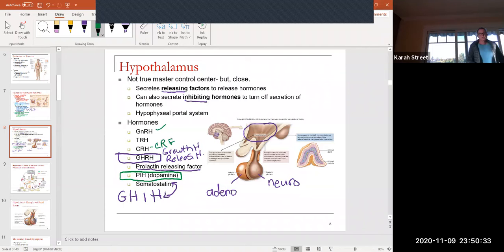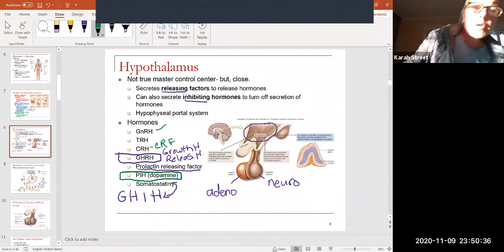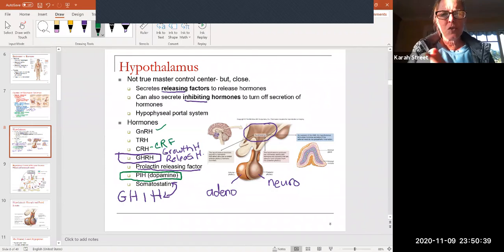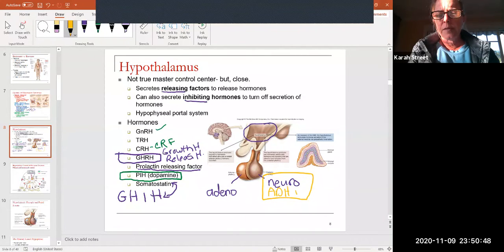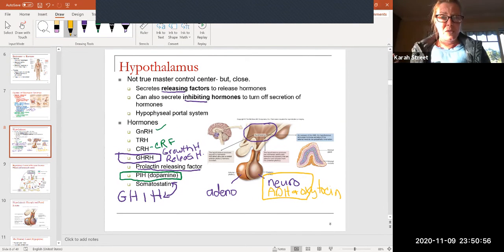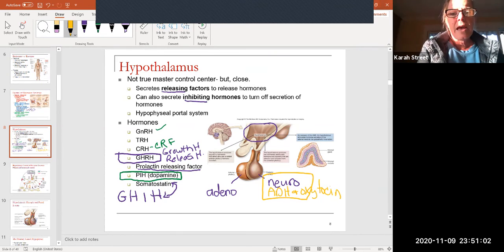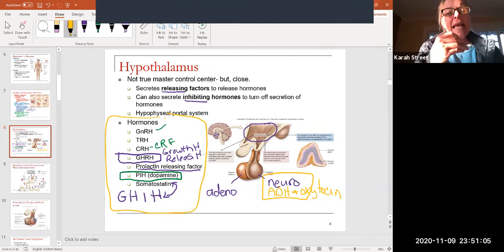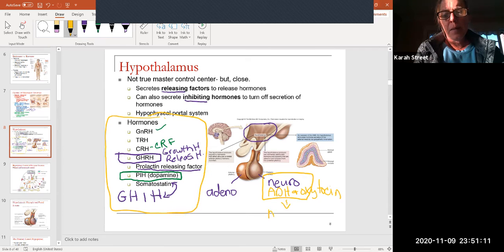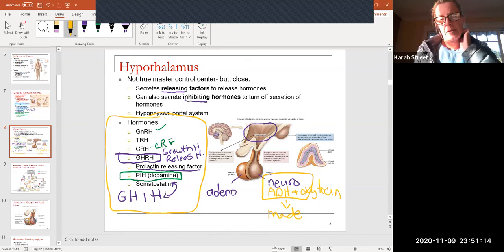hypothalamic hormones. There are also some hypothalamic hormones that are stored in the posterior pituitary, and that's ADH and oxytocin. I don't have them listed here because they are stored in the posterior pituitary, but they are made by the hypothalamus. These hormones I have over here are made and released by the hypothalamus. Over here, made but not released from the hypothalamus.